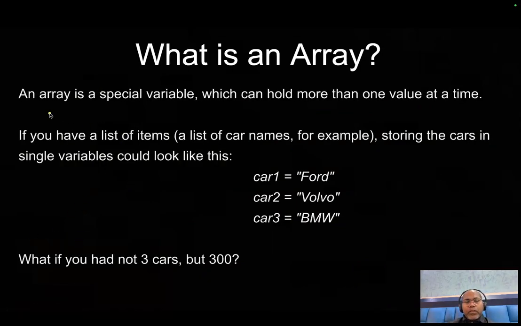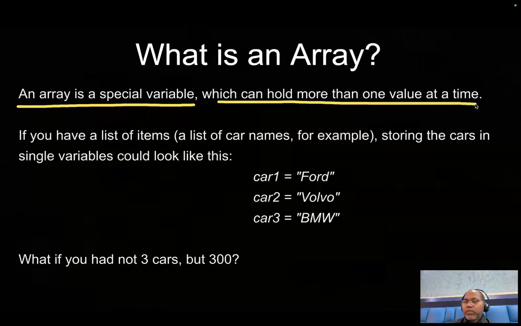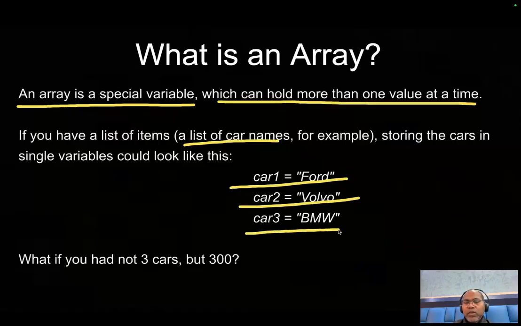So again, an array is a special variable which can hold more than one value at a time. Generally, let us say we have a list of car names. We can declare car one name, Ford, car two name, car three name. This is good if we have a limited or fixed number of values or names to manage. Instead of creating a car one variable, car two variable, car three variable, it's good for a small number of names.